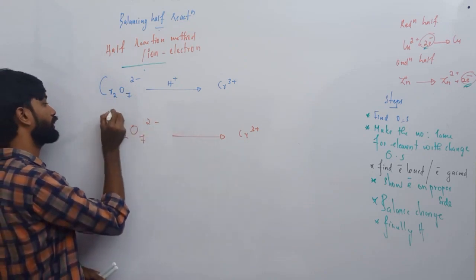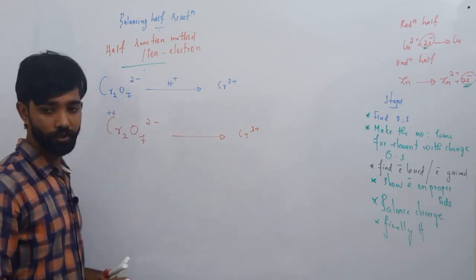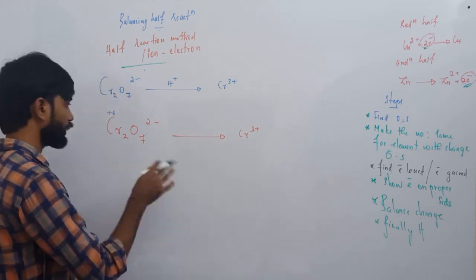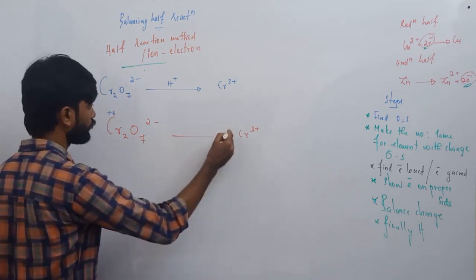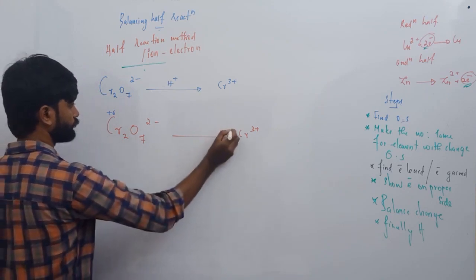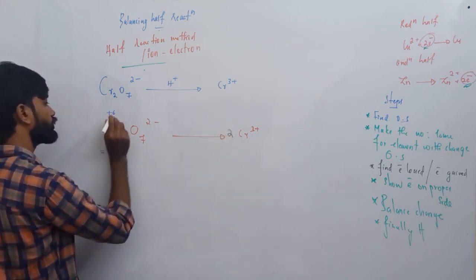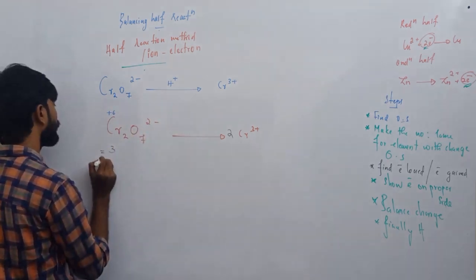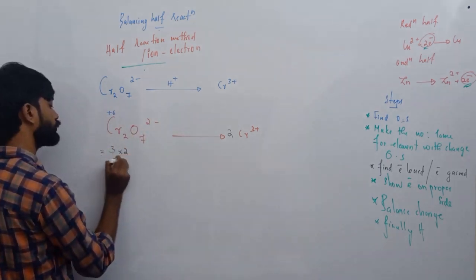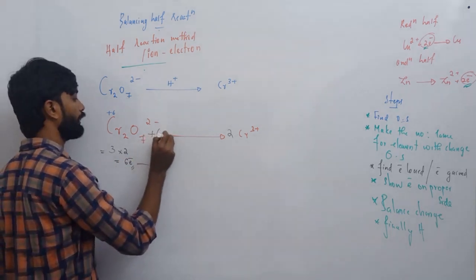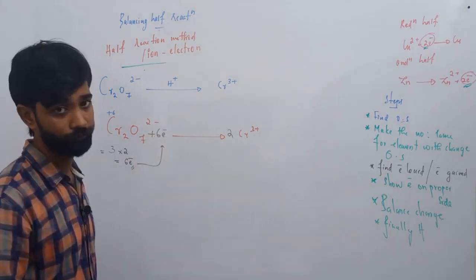Here it is already +3. Here, you know, it will be +6. So once you find the oxidation state, make the numbers the same. Here 2 chromium, then it will be 2 here. Then find electron gained or lost. 6 to 3. So per atom, electron gained is 3 into number of atoms 2. So 6 electrons gained. And you show it on the left side because this is a reduction half.